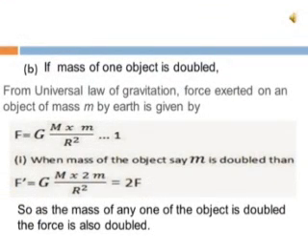And B, what should be the gravitational force if mass of one object is doubled? By applying universal law of gravitation, force exerted on an object of mass small letter m by earth is given by F is equal to G capital letter M small letter m divided by r square. This is the expression 1. When mass of the object, say, m is doubled, then the above expression becomes F dash is equal to G capital letter M into 2 small letter m divided by r square. Here m becomes 2m, which will be equal to 2F. So as the mass of any one object is doubled, the force is also doubled.